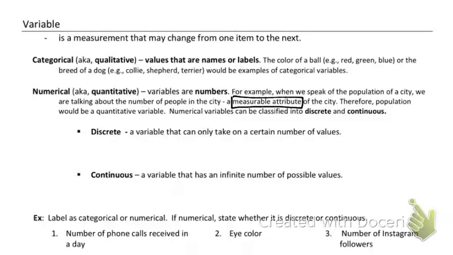Now, let's talk about the difference between discrete and continuous. Discrete is a variable that can only take on a certain number of values. Continuous are variables that have an infinite number of possible values in between. So I always like to think of a number line when I think of discrete versus continuous. So I'm just going to draw a number line real quick. In order to be discrete, and we'll go over some examples if this doesn't quite make sense, there has to be a way that we have to pick up our pencil to label these.